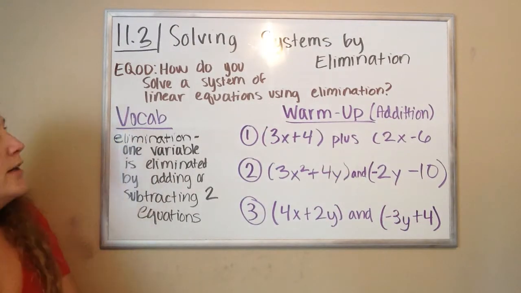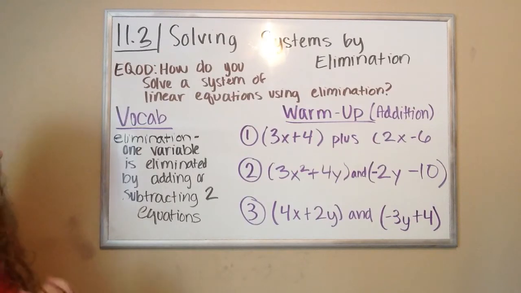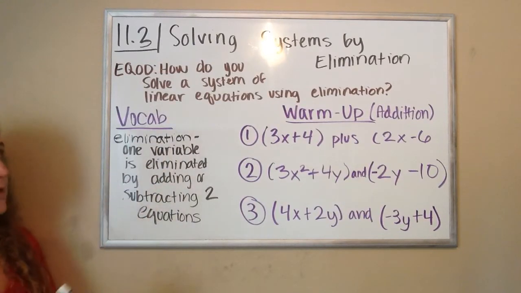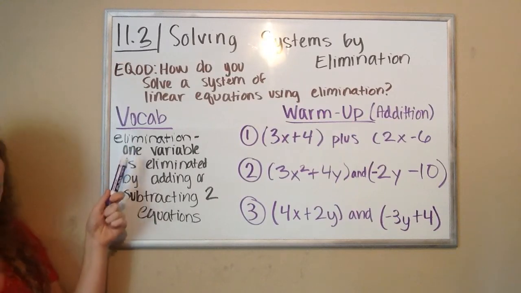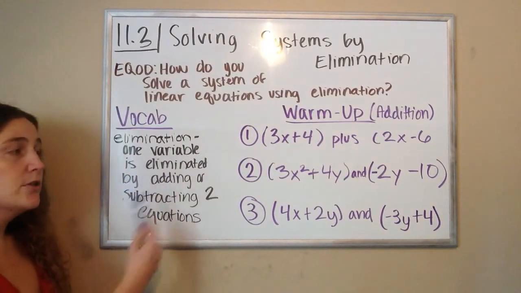Alright, so we are on to section 11.3, which is still solving systems of equations. We are still looking for where two linear lines cross, where they meet, where they intersect. But now we're using a different method called elimination. So how do you solve a system of linear equations using elimination? Elimination is the method used to solve systems where one variable is eliminated.